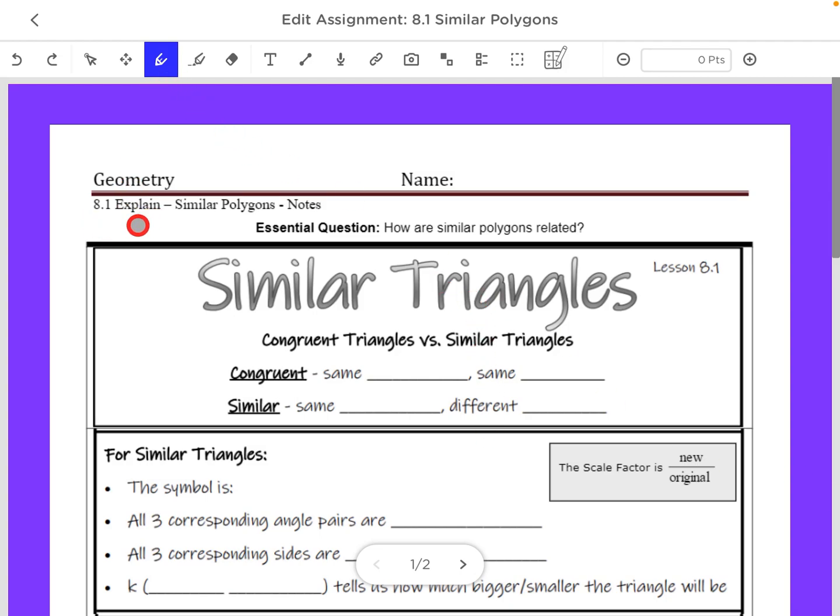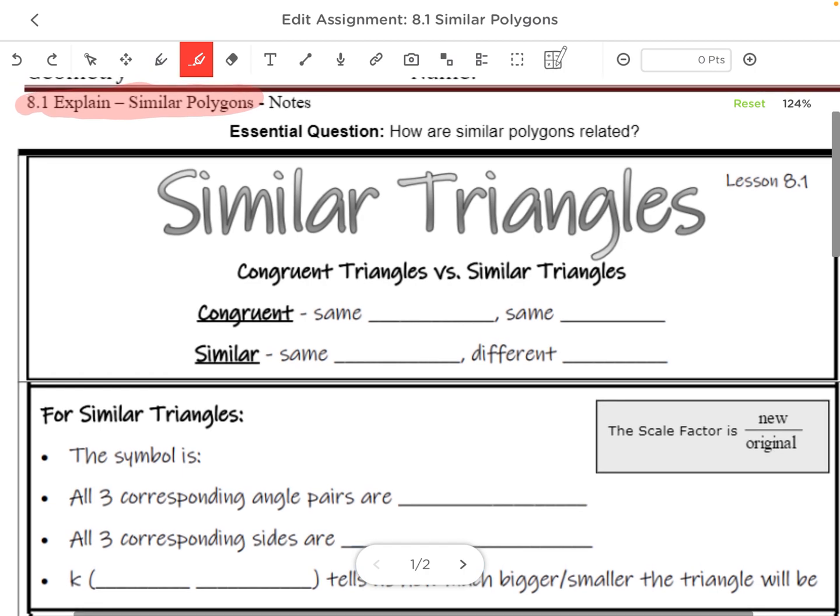It's our final unit of the semester. So today we're going to talk about similar polygons. Our essential question we're going to be able to answer at the end of the day to ourselves is, how are similar polygons related? Okay, so let's talk about similar.